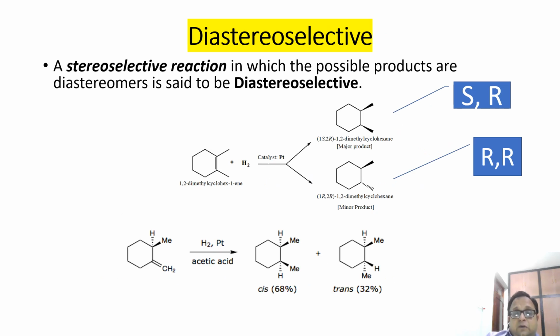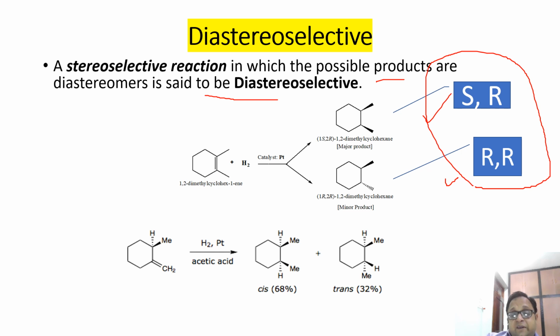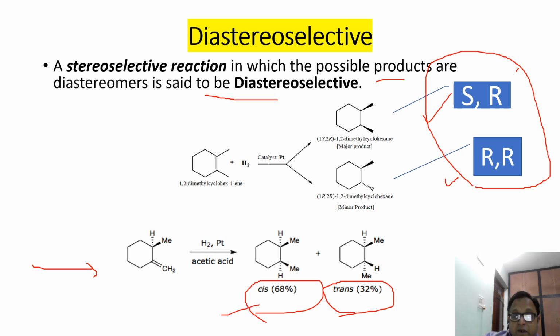In diastereoselective, the possible products are diastereomers of each other. Look upon this example. This product is SR, this product is RR. So both the products are diastereomers of each other. So that's why this reaction is called diastereoselective. In this example, one product is cis, another product is trans. Cis is major and trans is minor, and both are diastereomers of each other. So that's why this reaction is called diastereoselective.